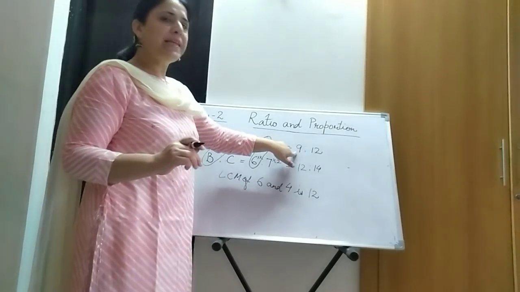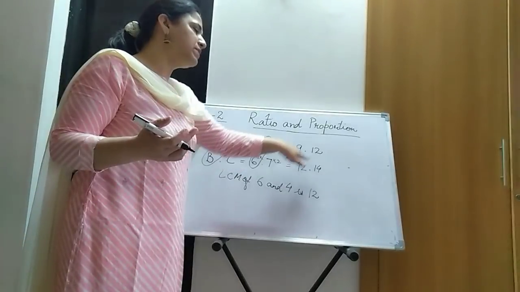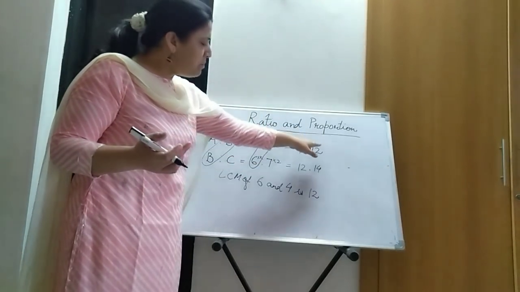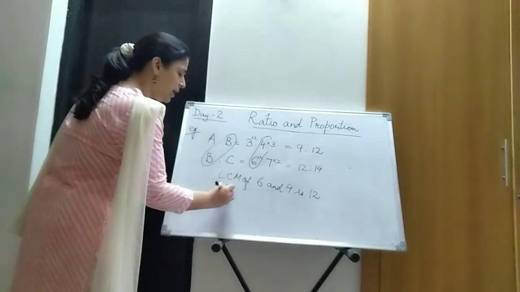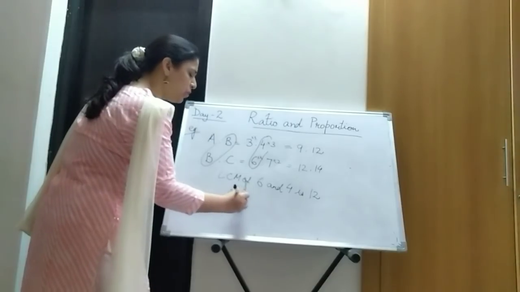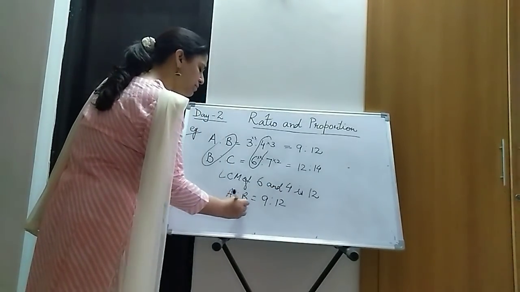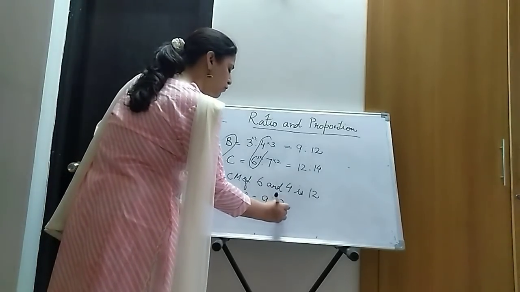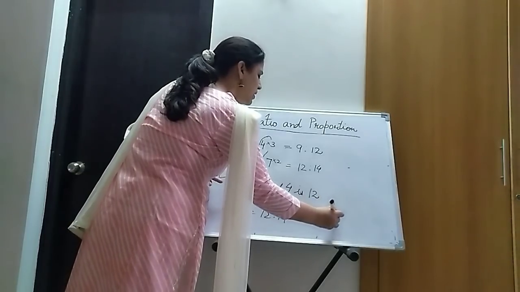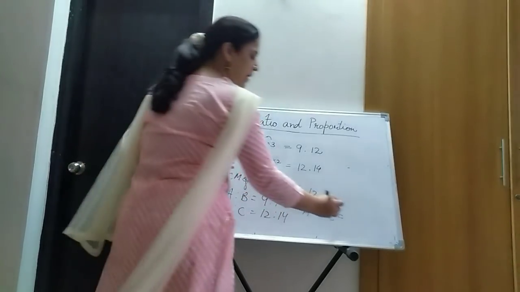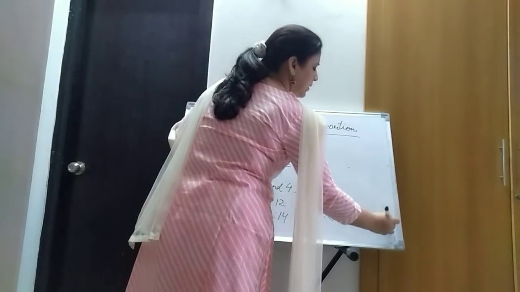Now A has 9, B has 12, and when B has 12, C has 14. Since B has become same, we can write A is to B as 9 is to 12, and B is to C as 12 is to 14. So A ratio B ratio C is 9 is to 12 is to 14.